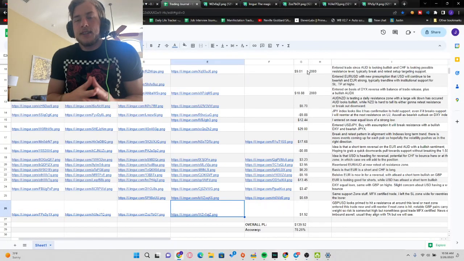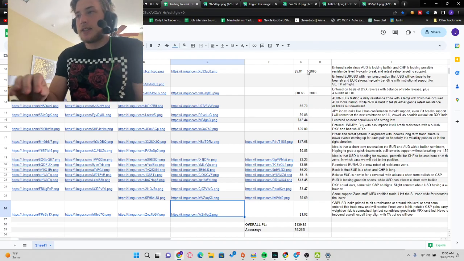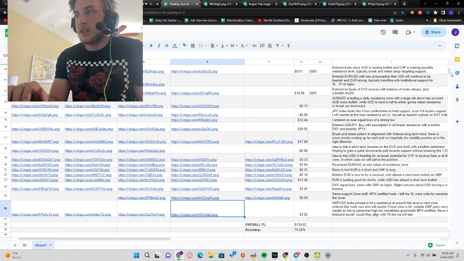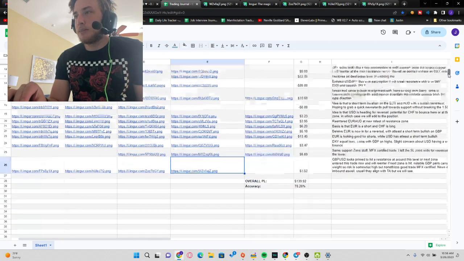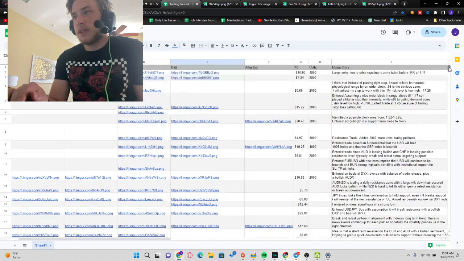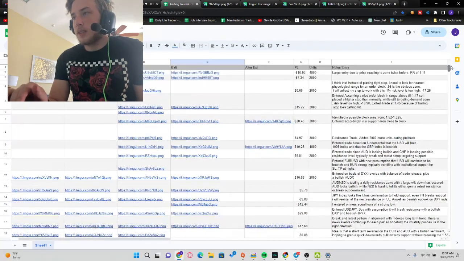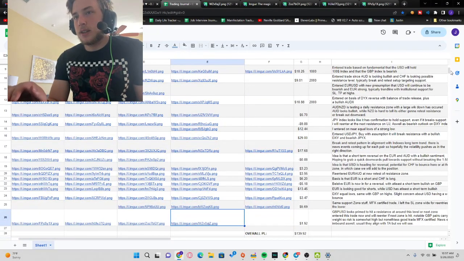Hey guys, it is Escape the Matrix here, and today we're going to be talking about some trades for the week, some potentials. So here I've got my trading journal opened up. I've been doing this for like the past month, and so far it's gone pretty well, following some basic support resistance strategy. So let's get a look into this.